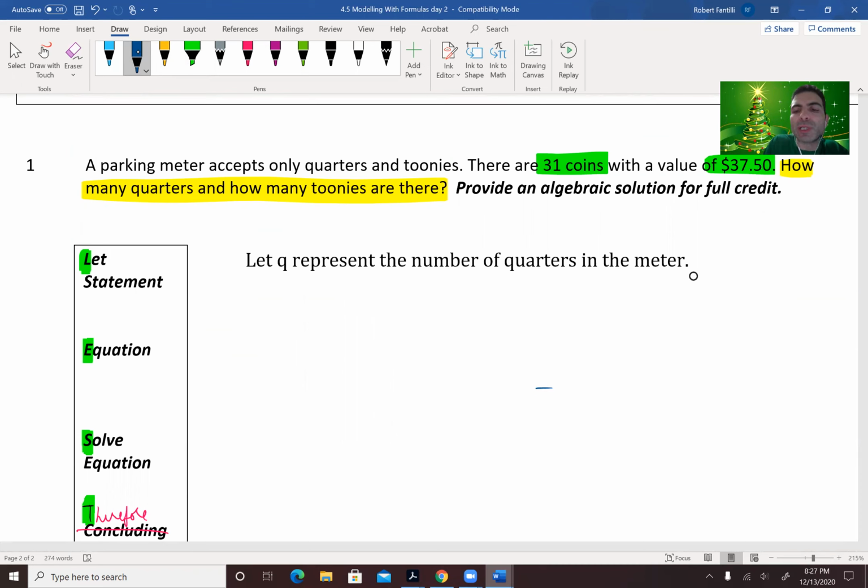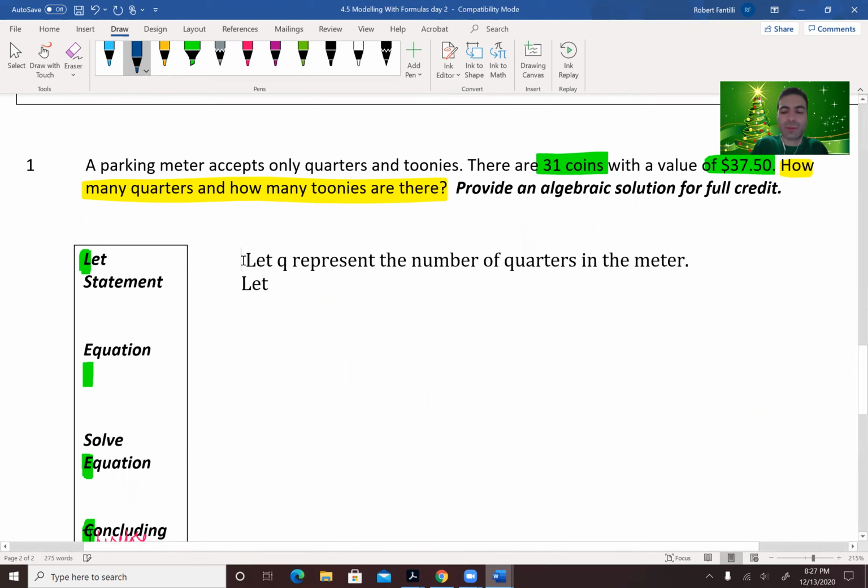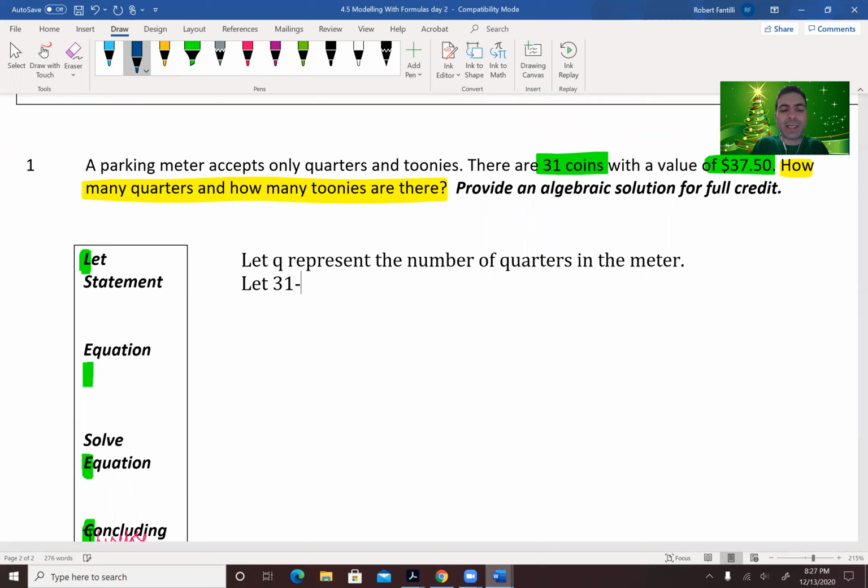So that's what we're going to do with our let statement. And this is the part that confuses people, so pay attention here. Let 31 minus Q represent the number of toonies in the meter. So again, Q is the number of quarters.